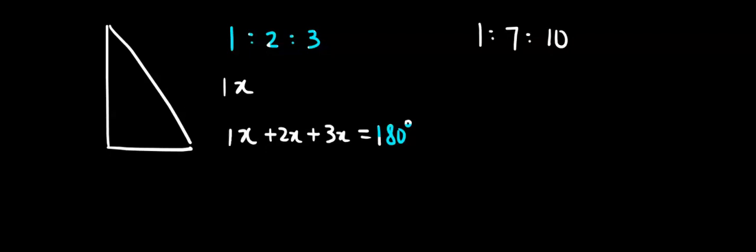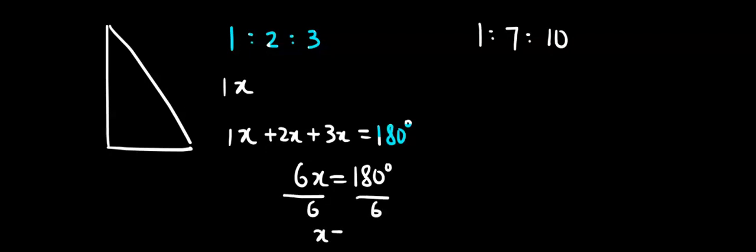Alright, now we can solve for x. We have 1x, 2x, 3x, total 6x. 6x is 180. Divided by 6, divided by 6 each side. x is 30. Alright, so we have the first angle measure is 30 degrees. 2 times x, 60. 3 times x, 90. This is our 30, 60, 90 degree triangle.